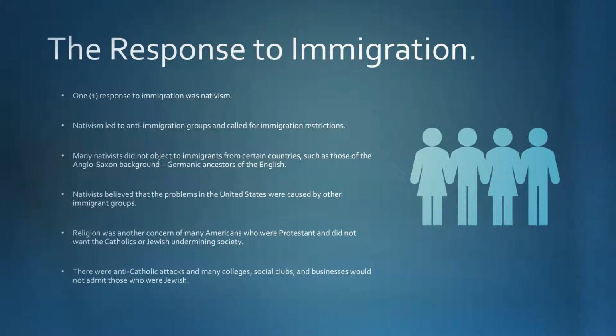Nativists believed that the problems in the United States were caused by other immigrant groups, so that's why many of them didn't want them here. Religion was also another major concern of many Americans. Many Americans were Protestant. So they were not Catholic. They're Christian, but they were not Catholic. And they did not want Catholics or Jewish undermining society. There were also anti-Catholic attacks, and many colleges, social clubs, and businesses would not even admit those who were Jewish.